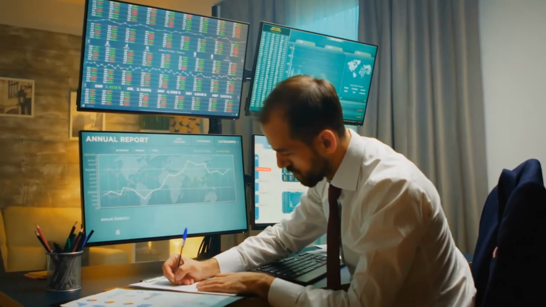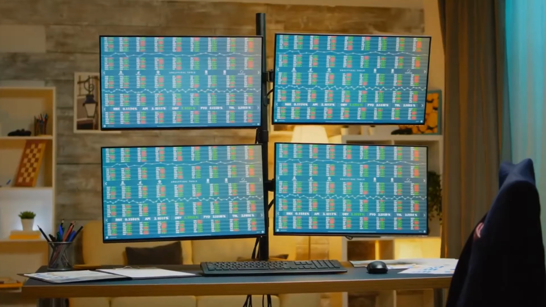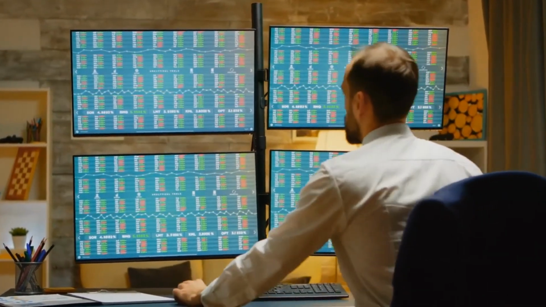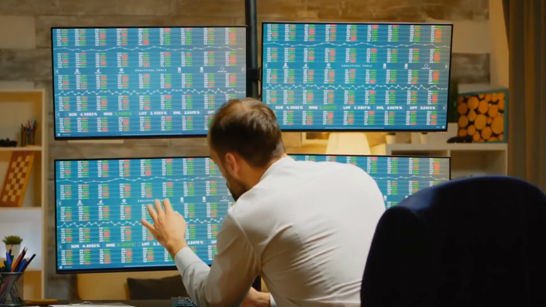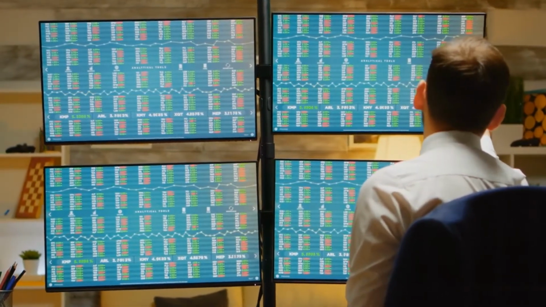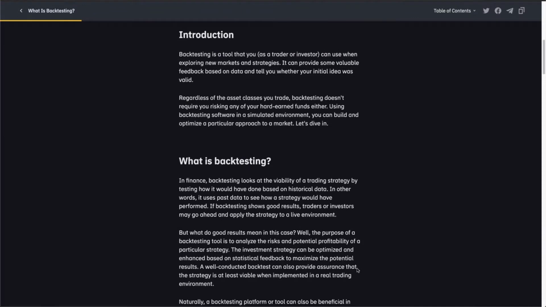Now, regardless of the asset class you trade, backtesting doesn't require you risking any of your hard earned funds either. Using backtesting software in a simulated environment, you can build and optimize a particular approach to a market. You can do this in TradingView, but manual backtesting is just as effective. Let's get going. Now, what is backtesting?